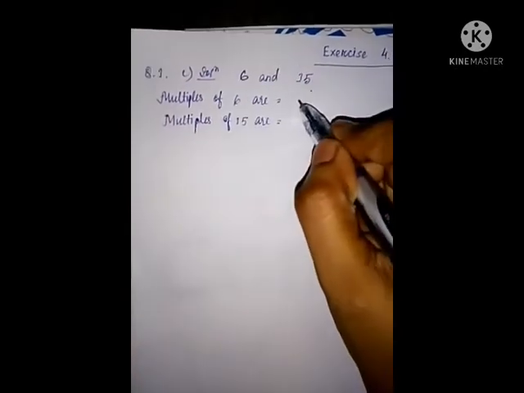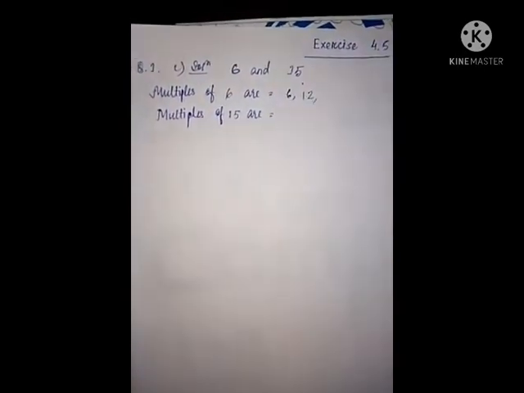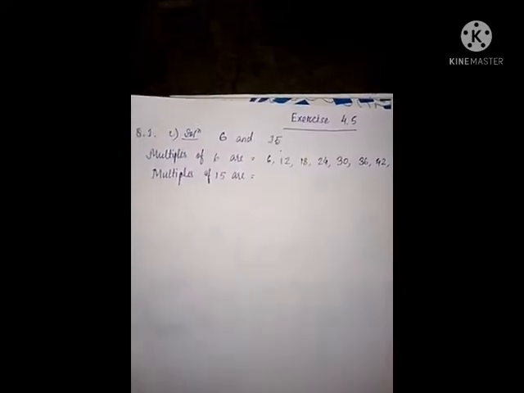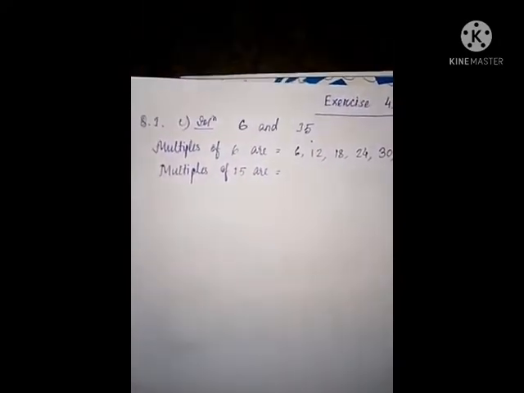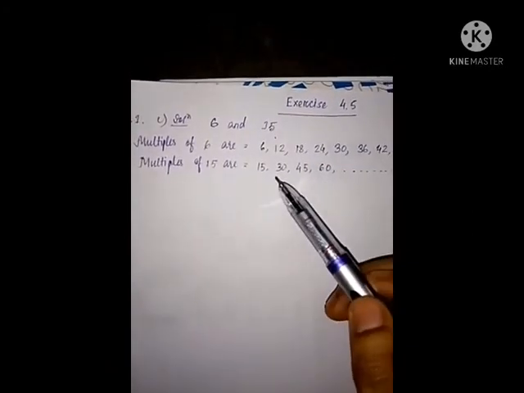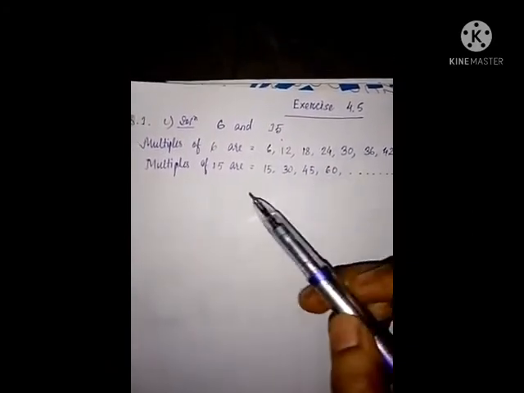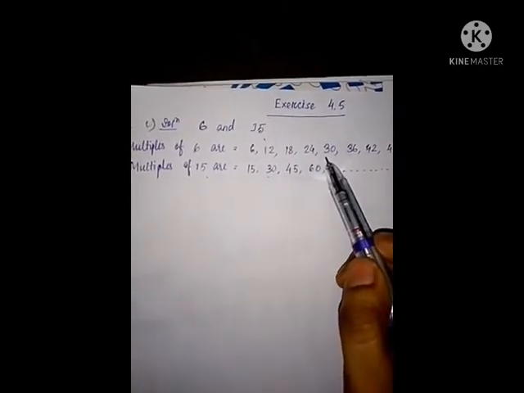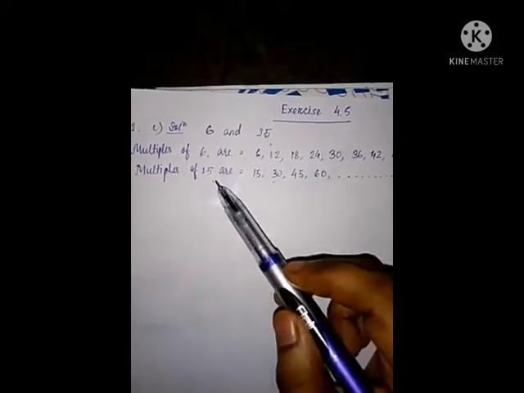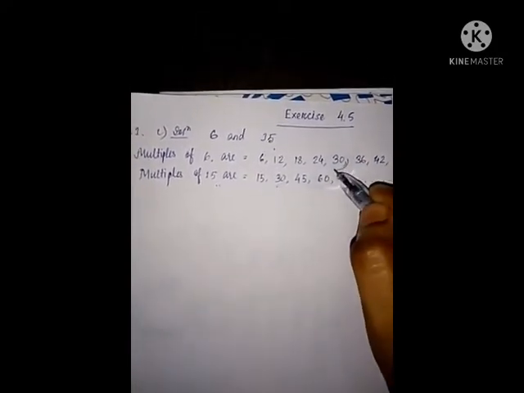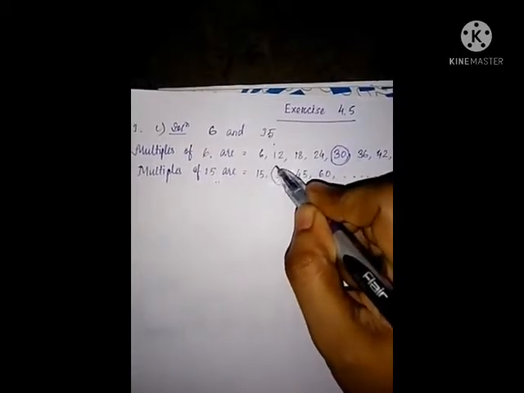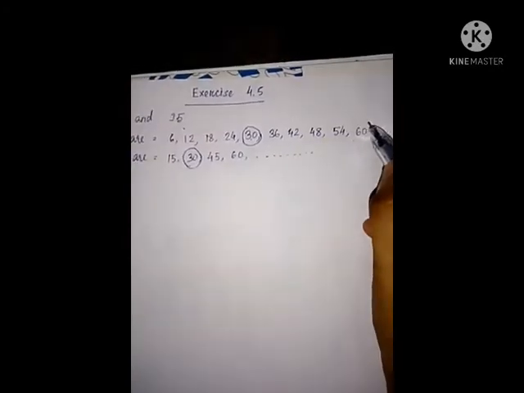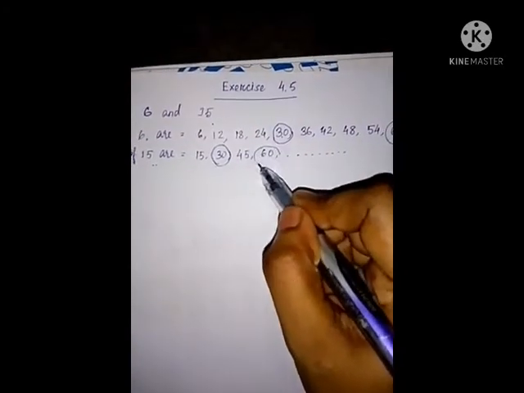Multiples of 6 are 6 ones are 6, 12. So I have written up to 10th multiple of 6. Now I am going to write multiples of 15. So I have written up to 4th multiple of 15. Why? Because I have already got the common multiples between 6 and 15. See, 30. 30 is common in both the two numbers. 30 is the common multiple and also 60 is common in both.